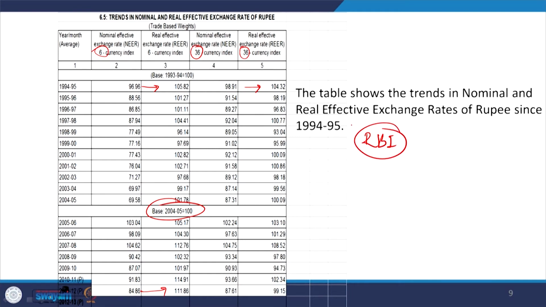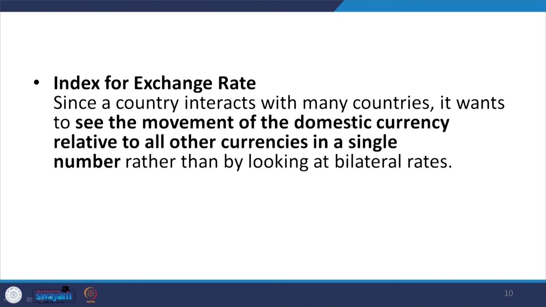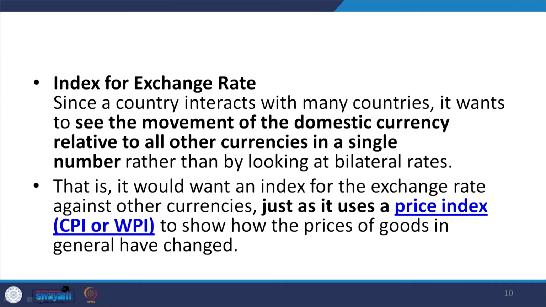Now, the index for exchange rate: since a country interacts with many countries, it wants to see the movement of the domestic currency relative to other currencies in a single number rather than looking at bilateral rates. It would want an index for the exchange rate against other currencies, just as it uses price indices like CPI and WPI. This shows how the prices of goods in one country change with the change in prices in another country.